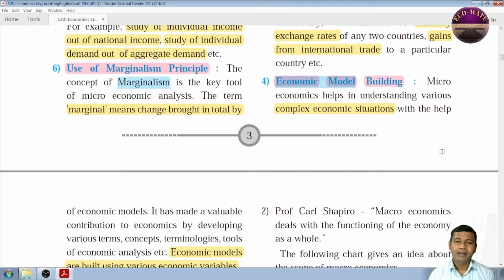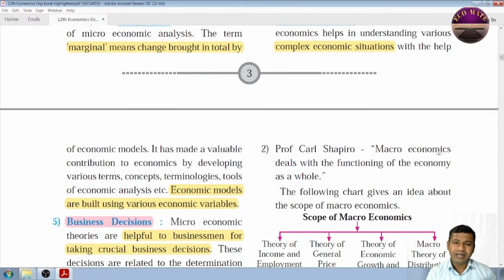Then we have economic model building. This is the next point in the importance of microeconomics. Microeconomics helps you to understand the complex economic situations which are there. There are different economic models which are built by different economists, and those models help you to predict certain variables. So it has made a valuable contribution to economics by developing various kinds of terms, concepts, terminologies, tools, and economic analysis. Now why are these models important? Because these models help you to predict the behavior of certain variables. So these models are important.